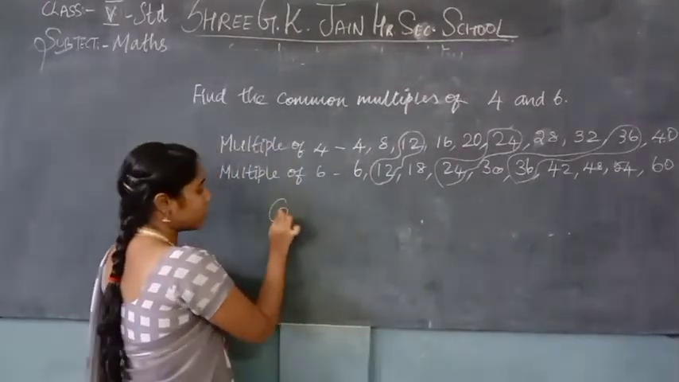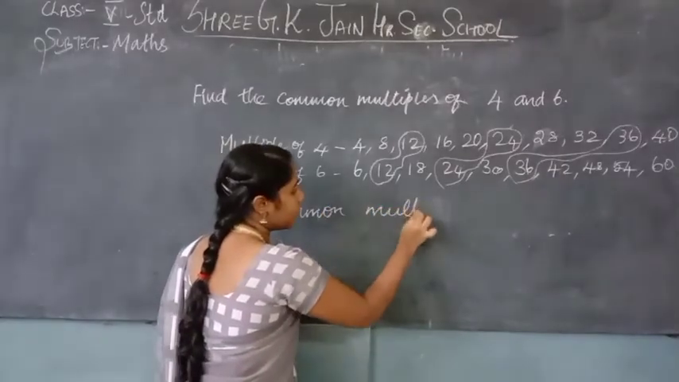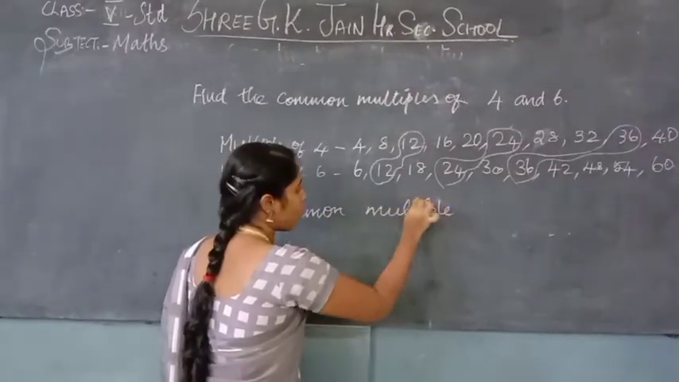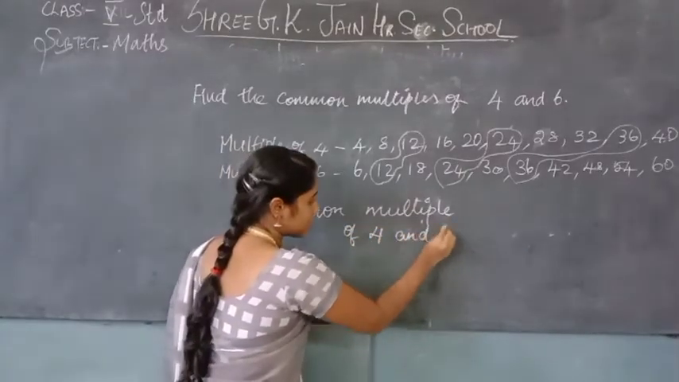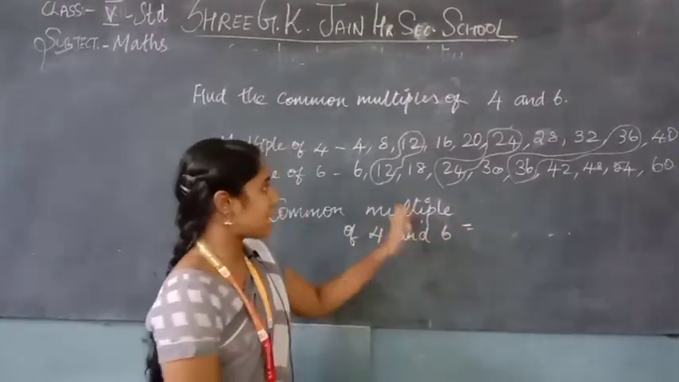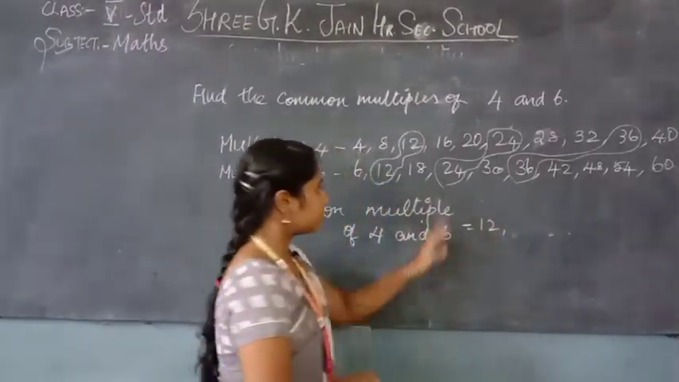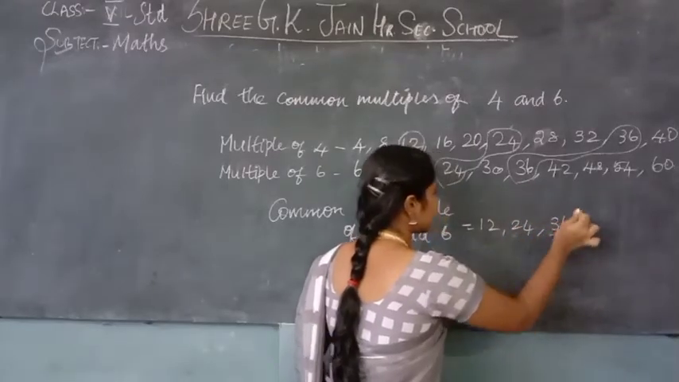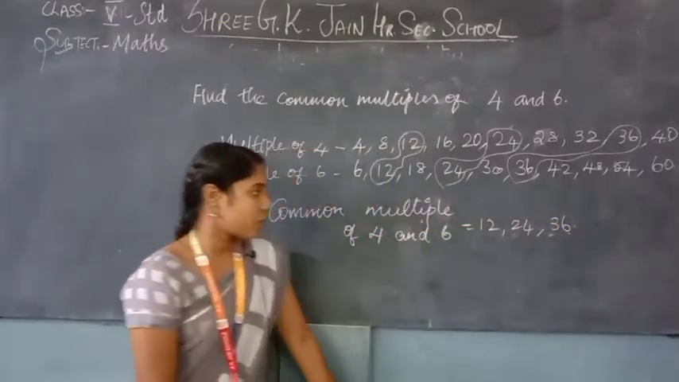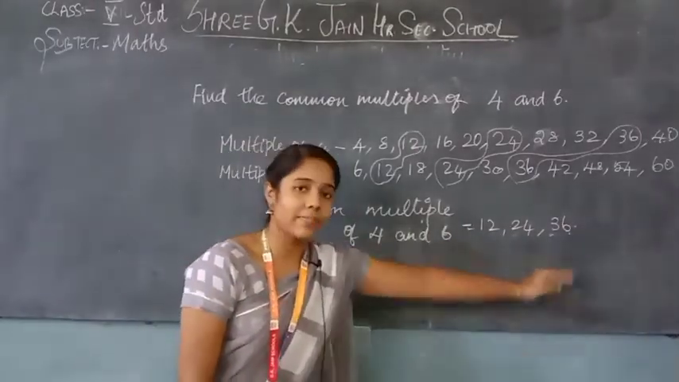So what do we have to write? Common multiples of 4 and 6. Can you tell me the numbers? 12, then 24, then 36. These are all the common multiples of 4 and 6: 12, 24 and 36.